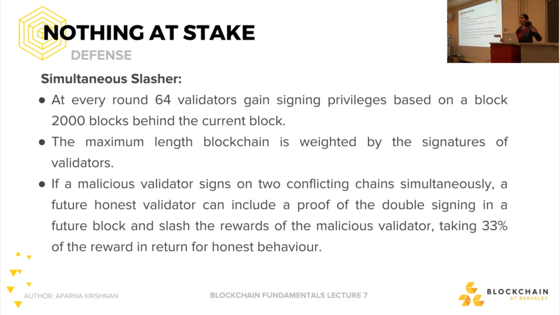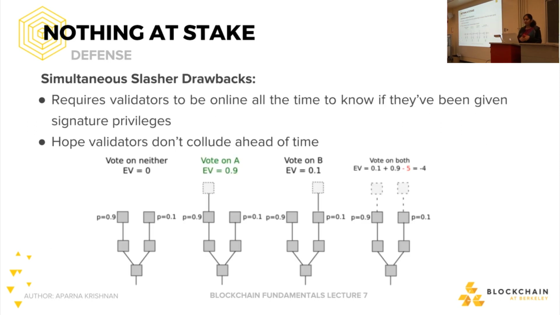This slashes all the rewards of the malicious validator, and the honest one gets 1/3 of the rewards in return for being a good actor. The drawback of this, of course, is that it requires all the validators to be online all the time. Because if you were chosen to be a signer 2,000 blocks ago and you want to exercise that right now, you need to always be online to know if it's your turn or not.